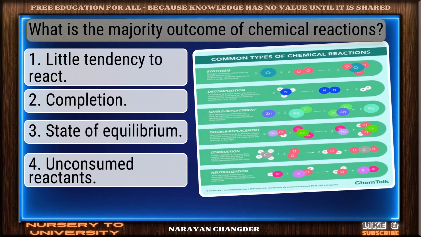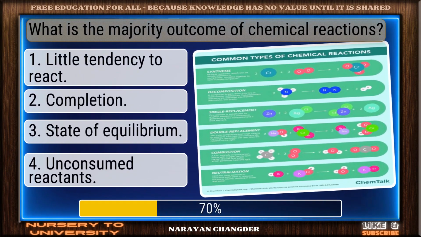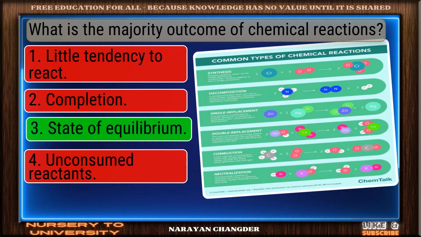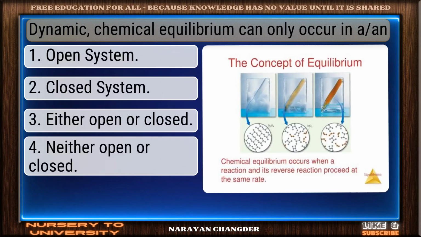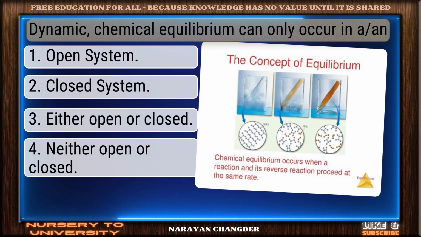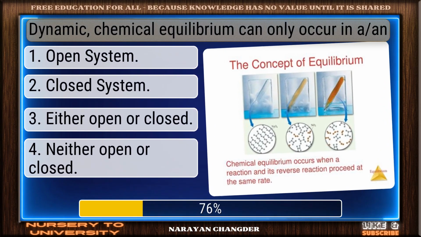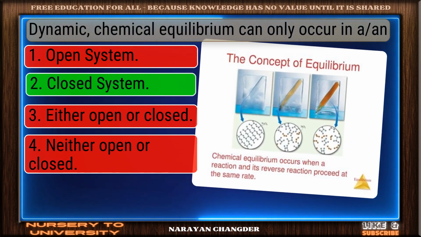What is the majority outcome of chemical reactions? Clear logic. Your choice, state of equilibrium, is sound and 100% true. Dynamic chemical equilibrium can only occur in an. Good job. Closed system works well here.